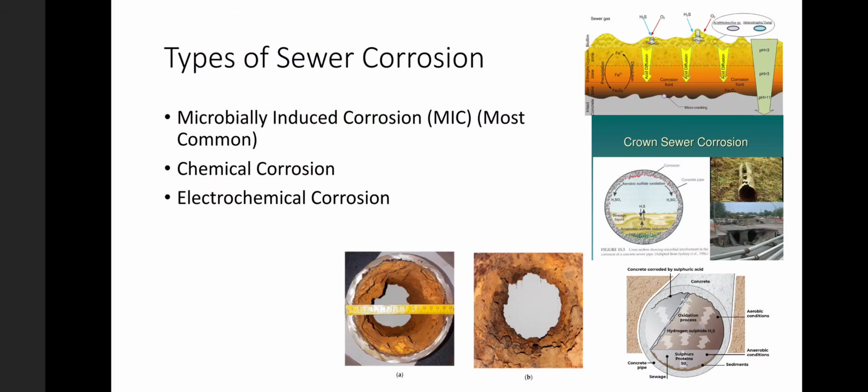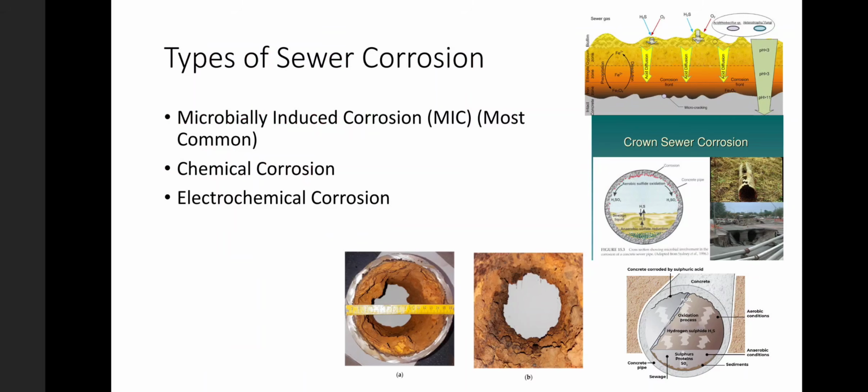So, types of sewer corrosion. We can categorize into three types of sewer corrosion. That is microbially induced corrosion, which is most common. We can see it in all types of sewers. Here microbially induced bacteria react with the sewer inside, which produces hydrogen sulfide and CO2 gas, which is emitted after their process, and which results in the corrosion of the sewers.